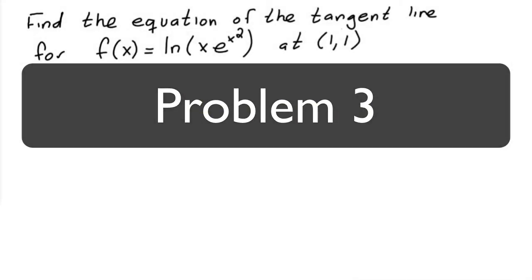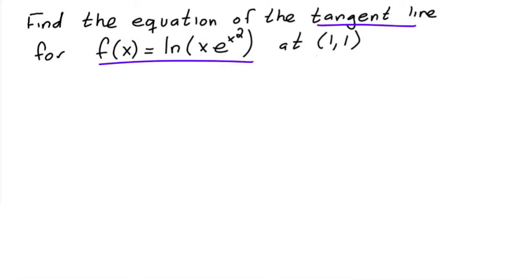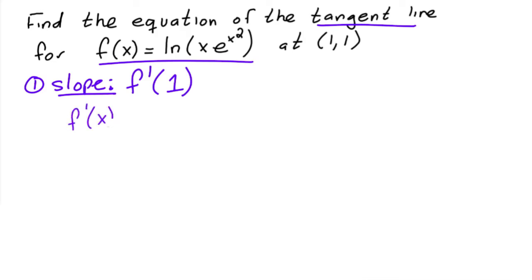So we want to find the equation of the tangent line for this function at (1, 1). So remember, the very first step is to find the slope, which means find the derivative at the point, which in this case is 1. So let's start off by finding the derivative. F prime of x is equal to, now the derivative of natural log of this stuff is 1 over the inside by the chain rule, x e to the x squared, times the derivative of the inside.